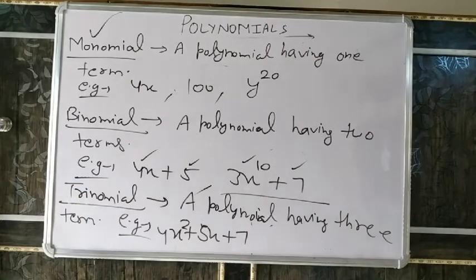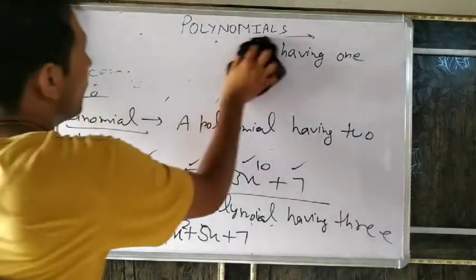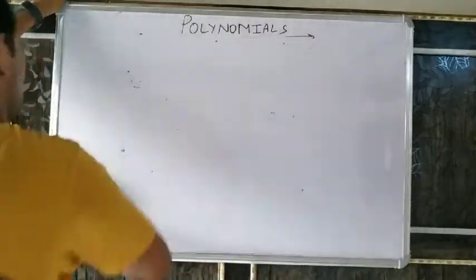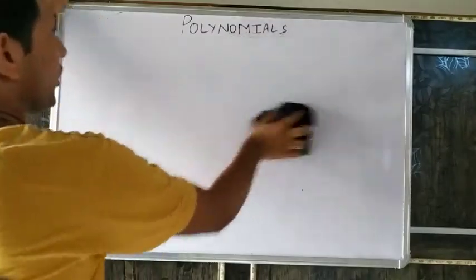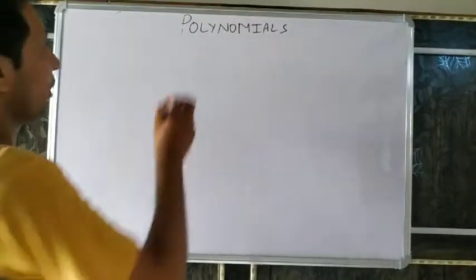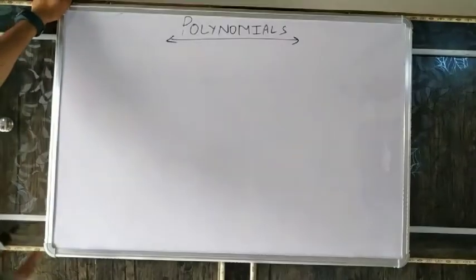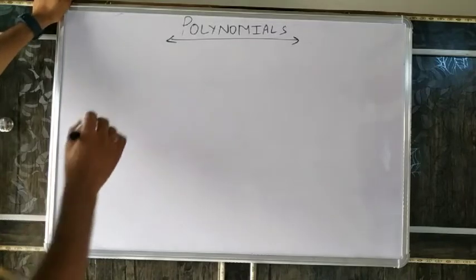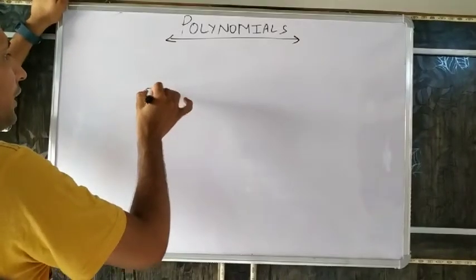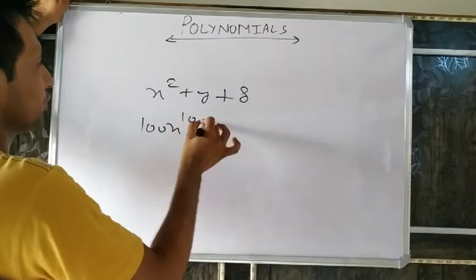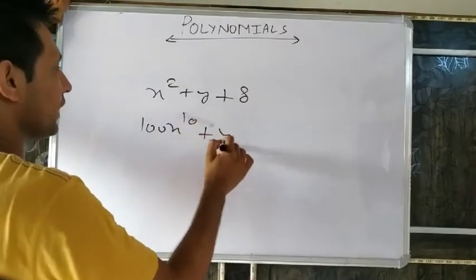Understand? After this one, we will discuss polynomial again. What is a polynomial? We already discussed. A polynomial is an algebraic expression which has one or more terms. But I give you examples like these in polynomial: x square plus y plus 8, 100x to the power 10 plus y square plus 8.